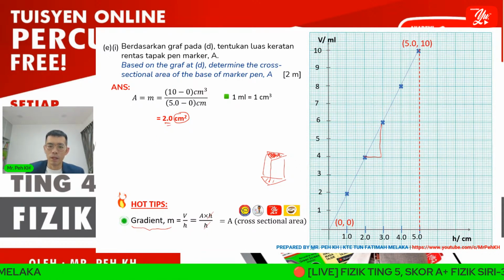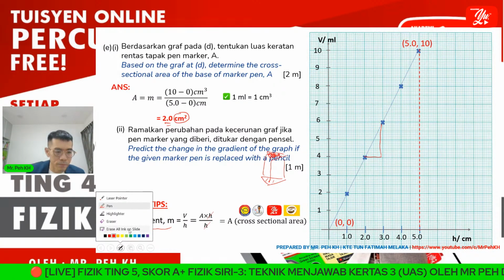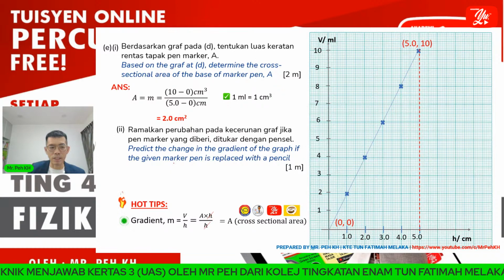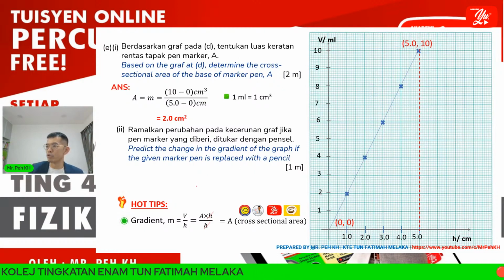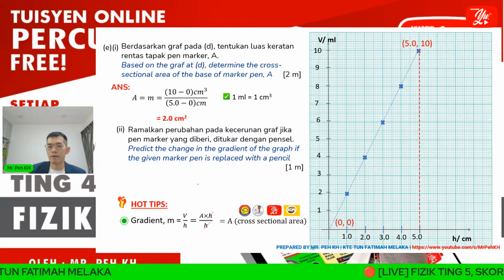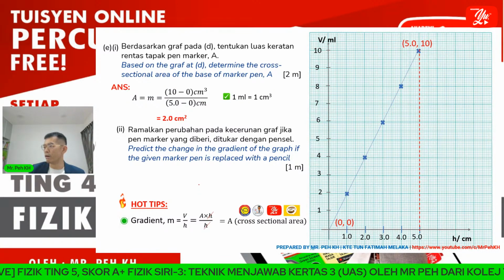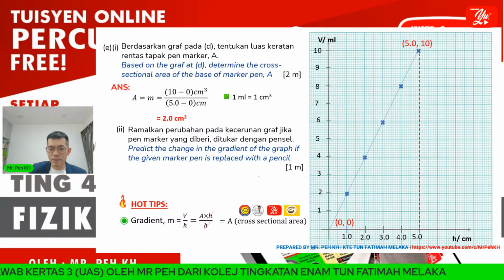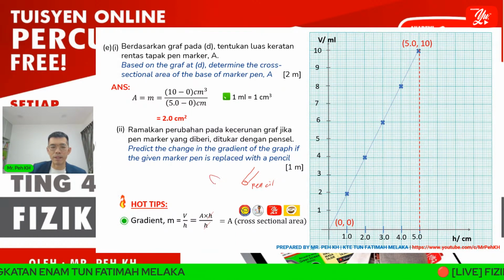Okay, and here this will be another KBAT question now. The question will be like this: predict the change in the gradient of the graph if the given marker pen is replaced with a pencil. So now we do not immerse the marker pen, we change to a pencil. So what is the change for the gradient? Can anyone tell me who is in the line? Okay, you can tell me the answer and tell me where you come from in the chat room. Okay, so here the pencil normally, the cross-sectional area is definitely smaller than the marker pen, right?